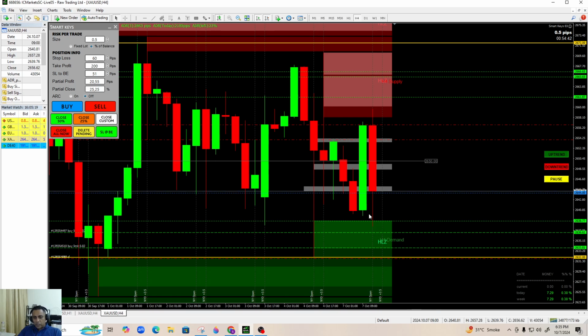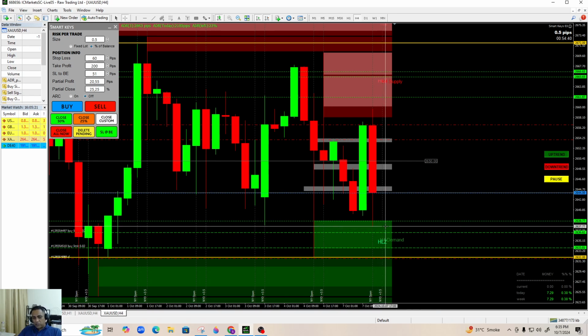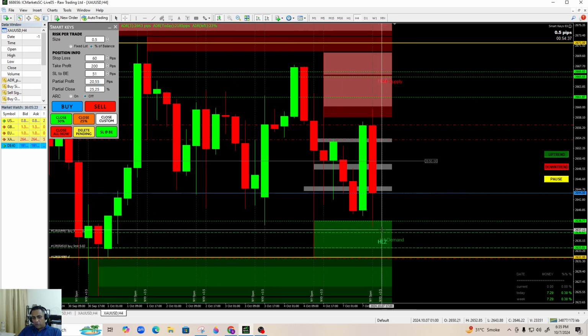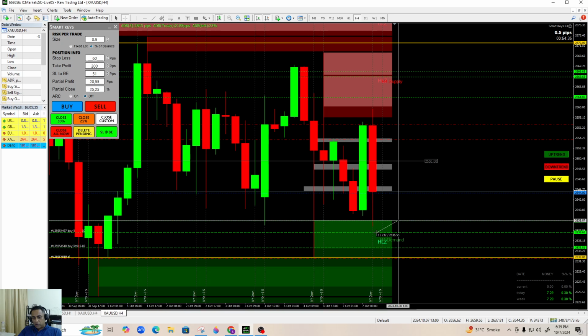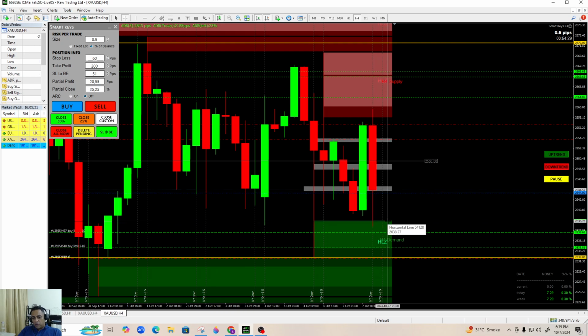So I was going to manage this trade. If price had come further down here, I would have managed it. So maybe at about 22, 23 pips, I would have closed the trade if it came further down here. But we got a good 52 pips on that trade, and that's done.